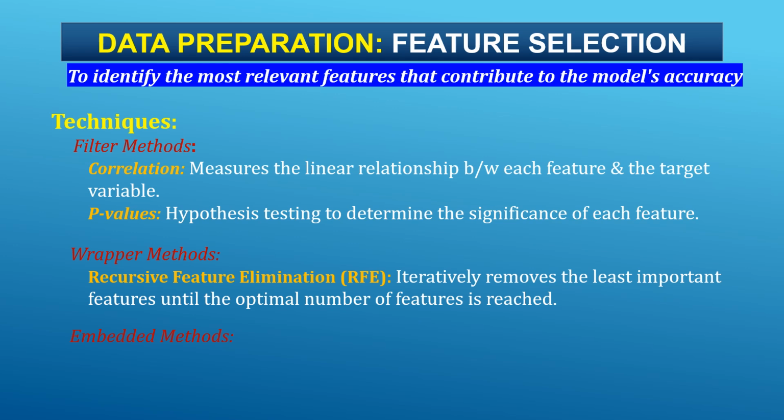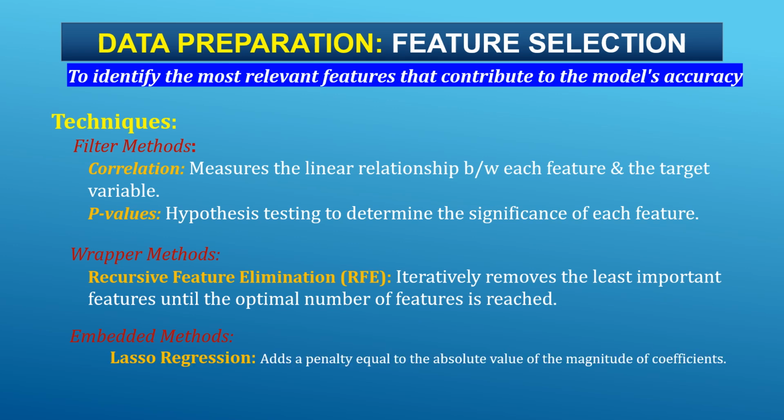Embedded methods: these methods perform feature selection during the model training process. Lasso regression adds a penalty equal to the absolute value of the magnitude of the coefficients. This can shrink some coefficients to zero, effectively performing feature selection. It integrates feature selection with model training, balancing between filter and wrapper methods in terms of performance and computational cost.